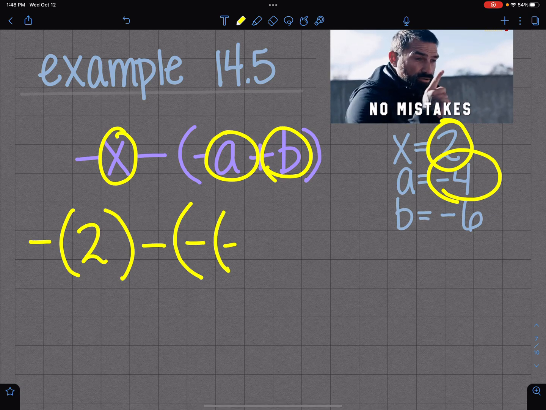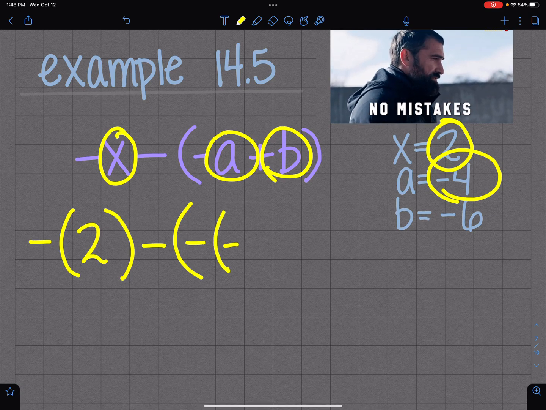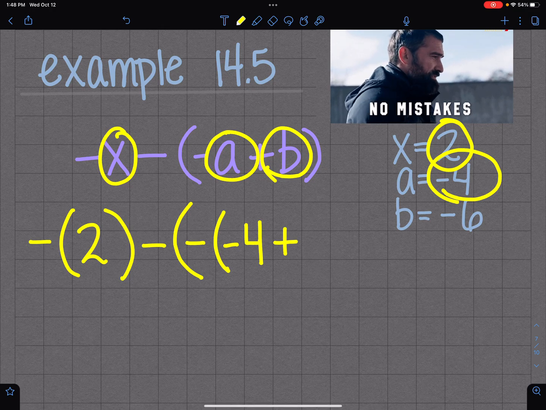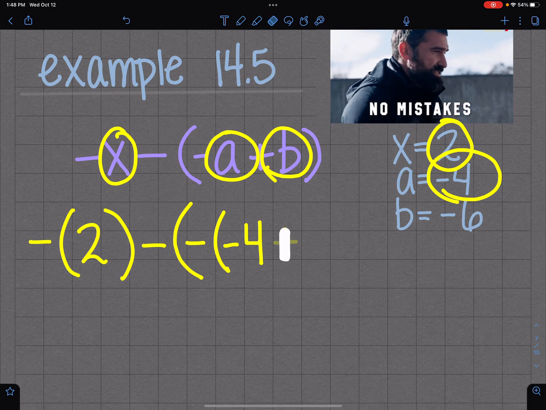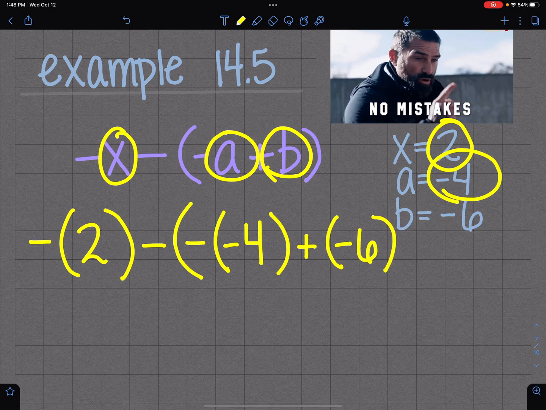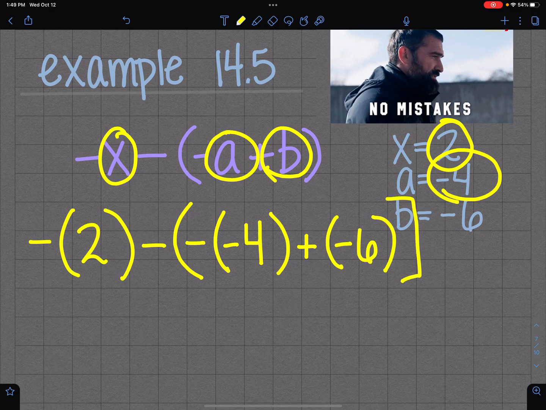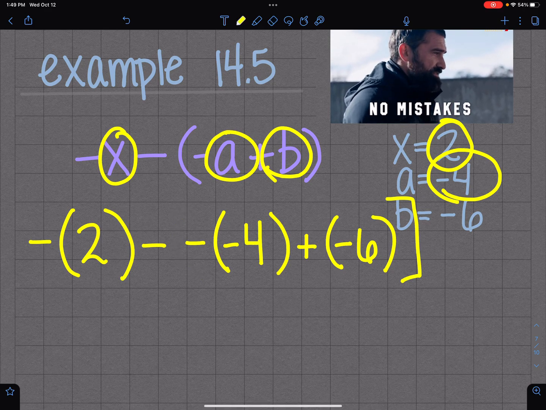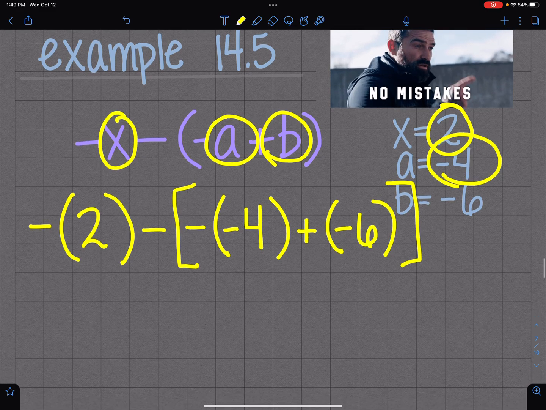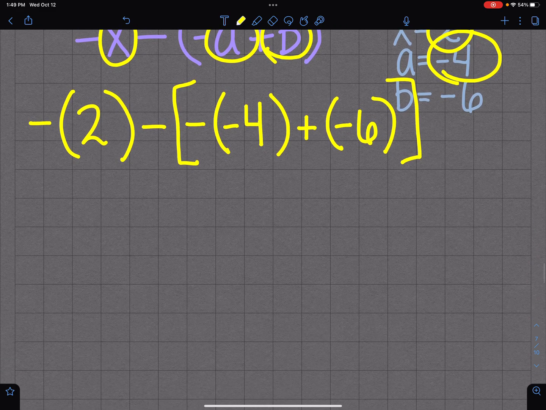So I'm going to do, whoa, look, this is getting tricky. I'm going to do negative 4 plus b, which is negative 6. Ooh, okay, let me see if I can do this. Negative 4 plus negative 6. And then I'm going to turn this into brackets. See how I did that? No mistakes. You got to do this part right in order to get it right.